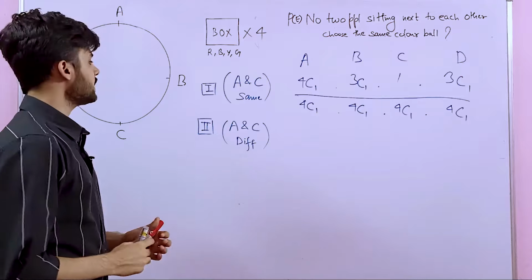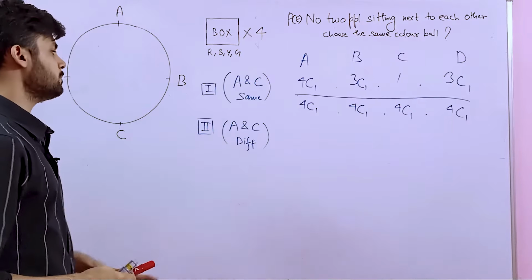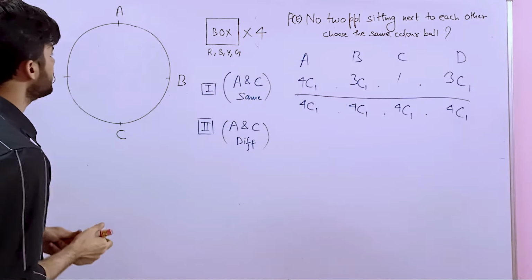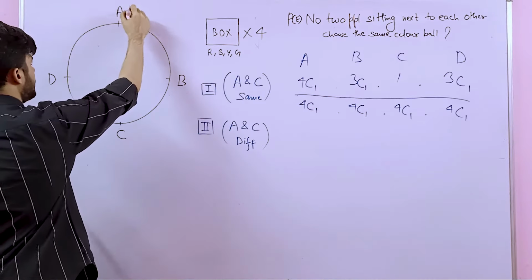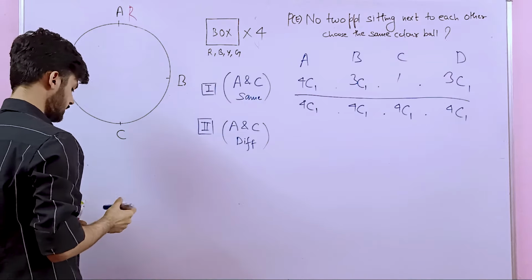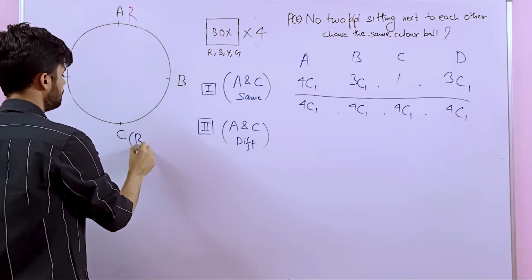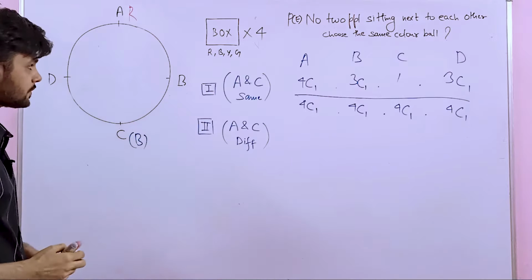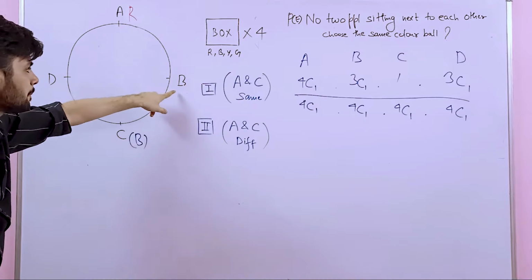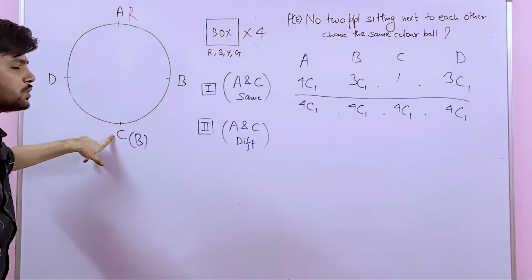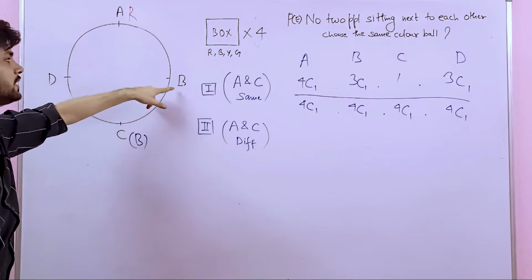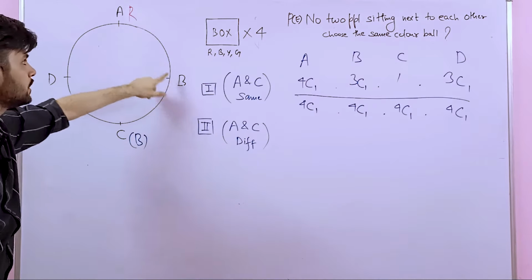Now let us talk about scenario 2, where A and C both choose different colored balls, right? So let me explain with an example now. Let's just say that A has selected a red colored ball, right? And C has selected a blue colored ball, right? So when you look at the board, you can see that A and C, listen very carefully, A and C both are the neighbors of B, right?